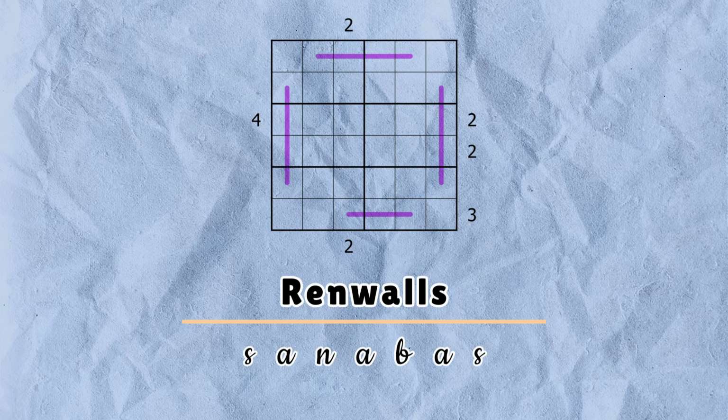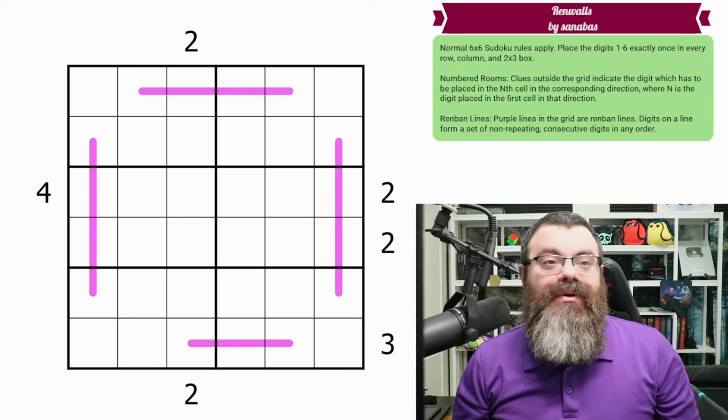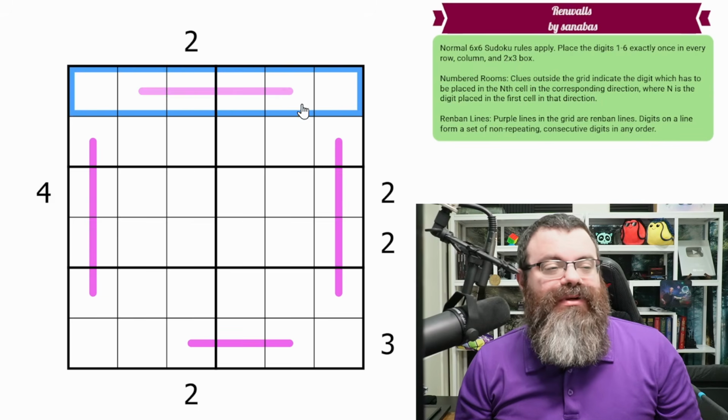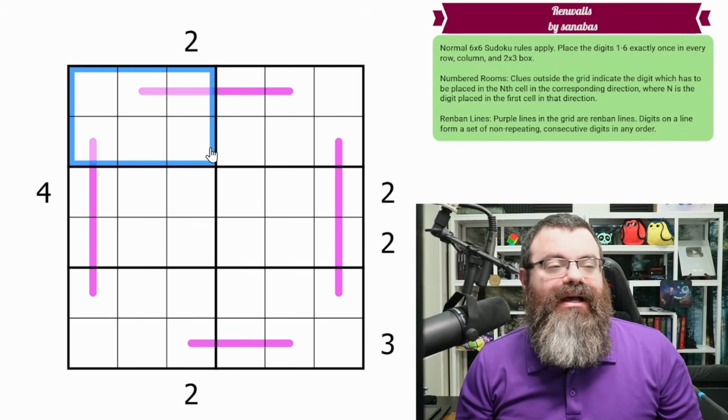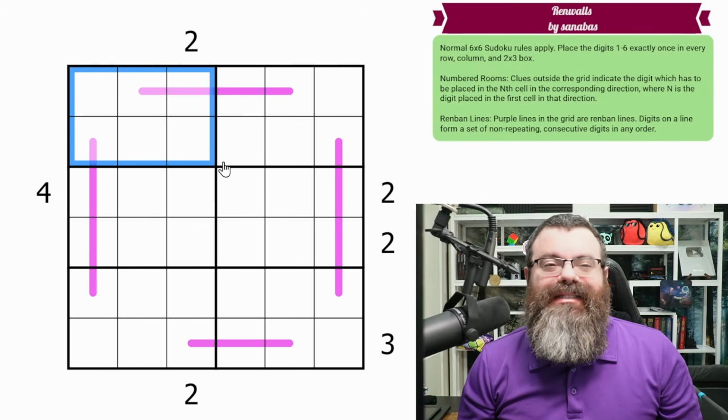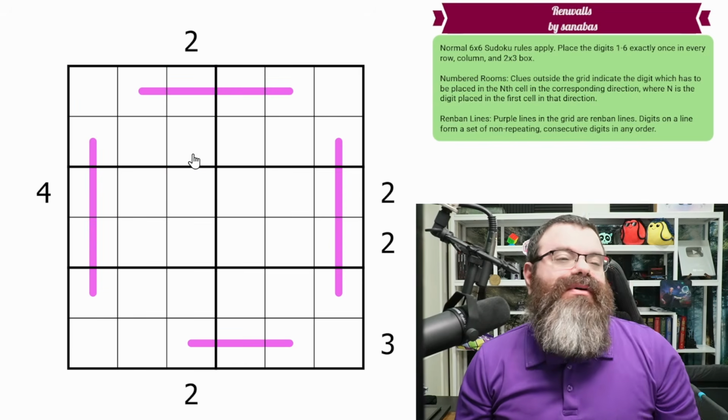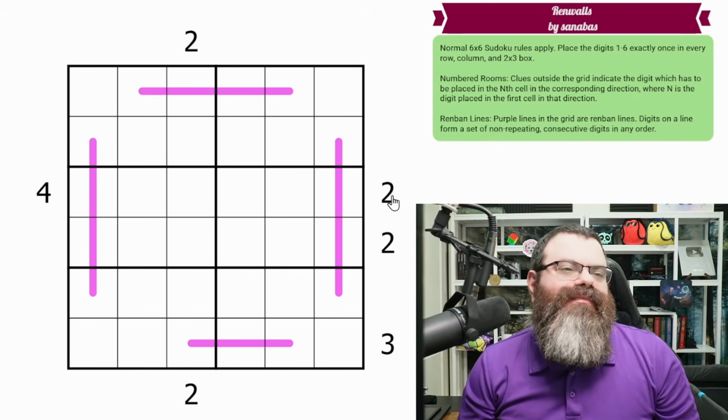Hello, let's continue our Sudoku adventure with Renwalls by Sanabas. So we have normal 6x6 Sudoku rules. That means in each row, each column, and each 2x3 box, we are placing the digits 1 to 6 exactly once each. We also have numbered room clues outside the grid.